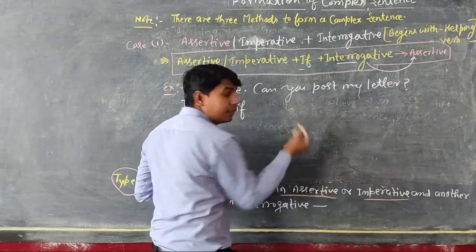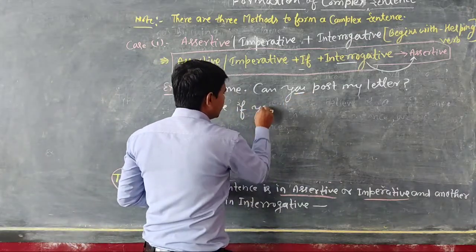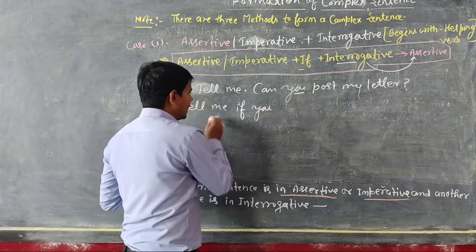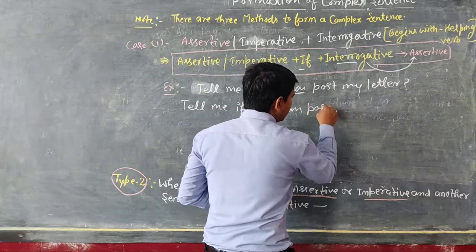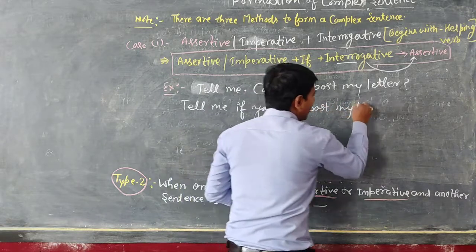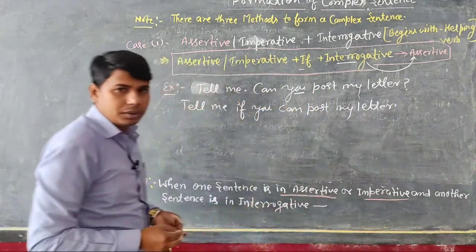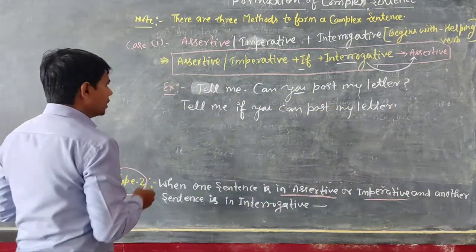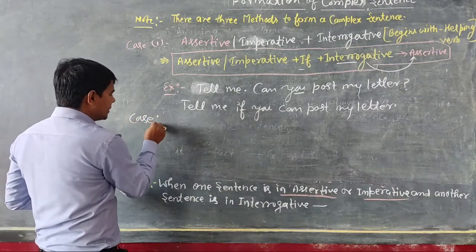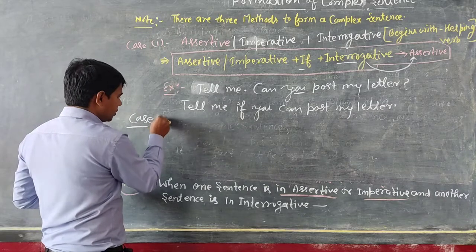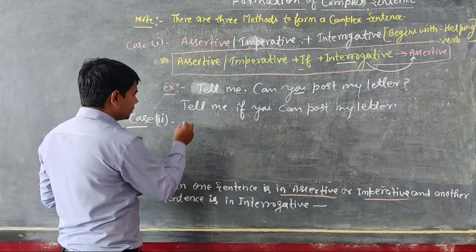So in assertive, very first we write the subject. So what is the subject? That is you. Then you will mention here you. Tell me if you, then the helping verb can post my letter. Okay, is that clear? Now see case second. Okay, second, we have an example.